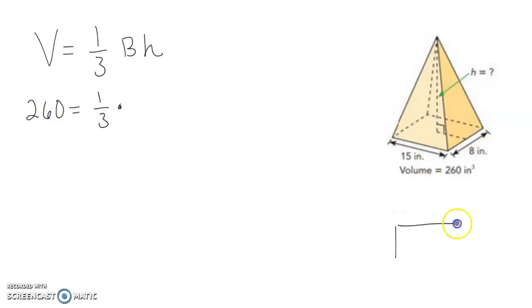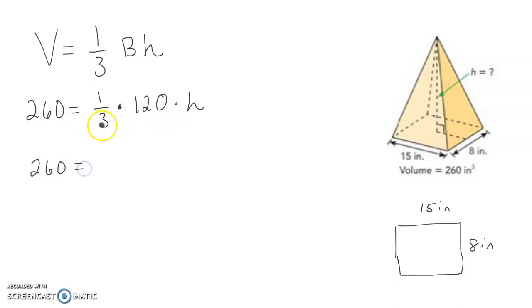Again, this is a rectangle. It kind of looks like a square, but it's a rectangle by the numbers. It's 15 inches by 8 inches. So 15 times 8 is 120. So the area of the base is 120 times the height, which we don't know. We've done this with volume of cylinders. Let's simplify this side. 260 equals 1/3 times 120, which is the same thing as 120 divided by 3, which is 40. So I'm left with 40 times h. Now I'm going to divide both sides by 40.